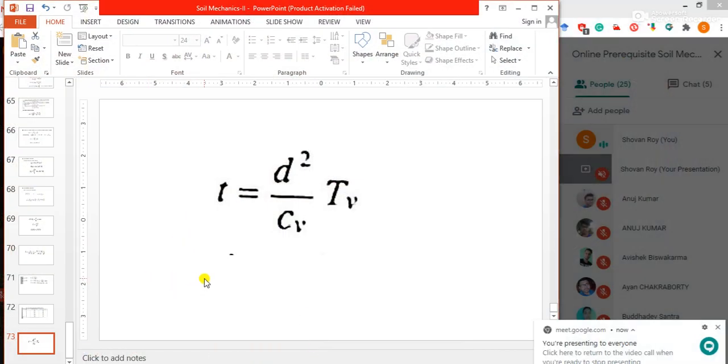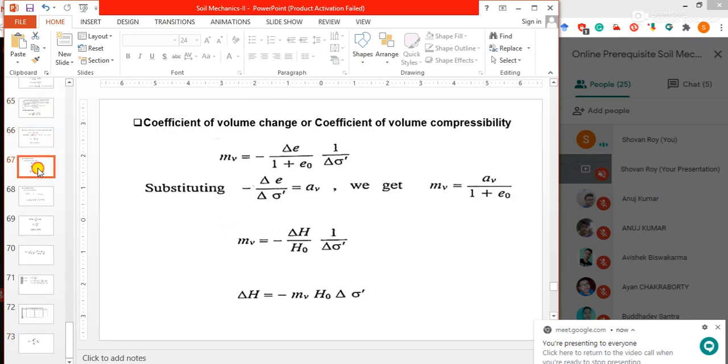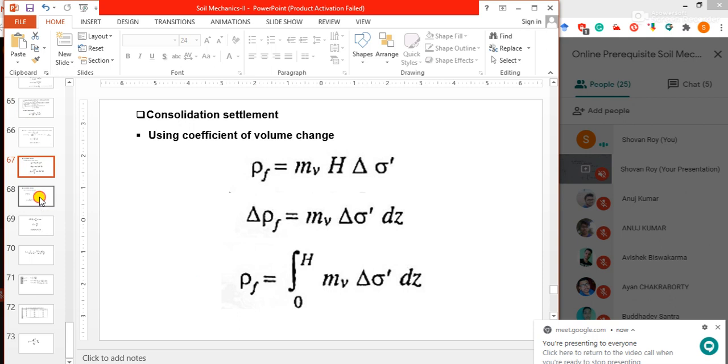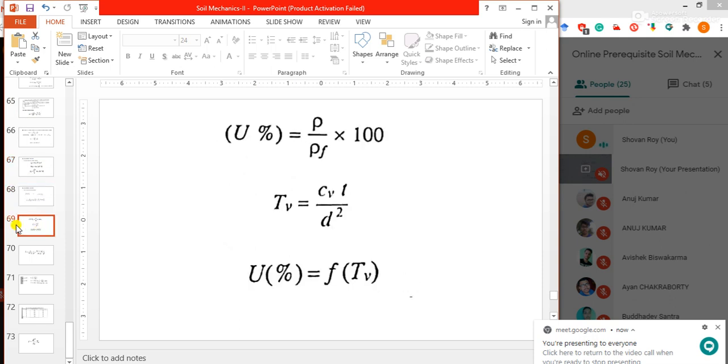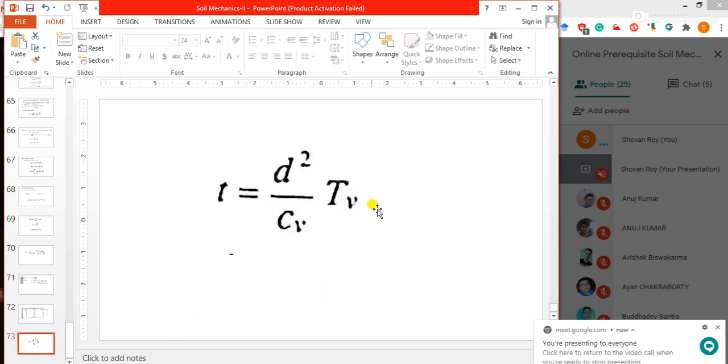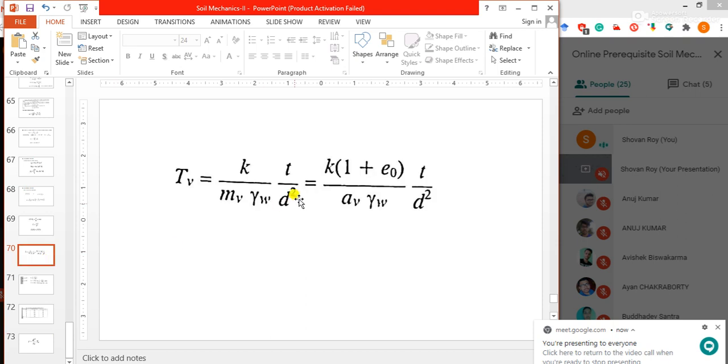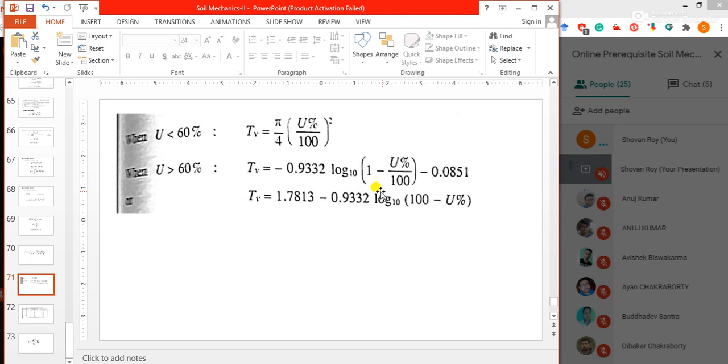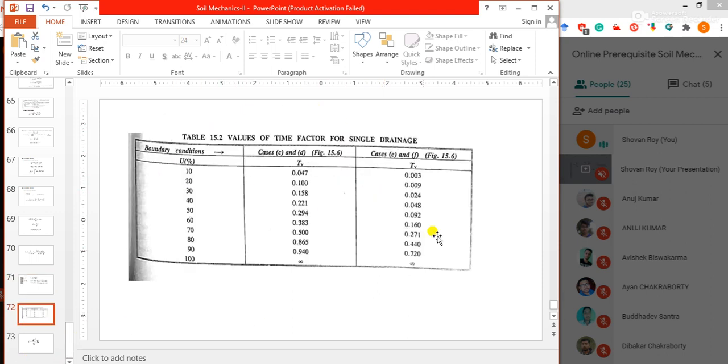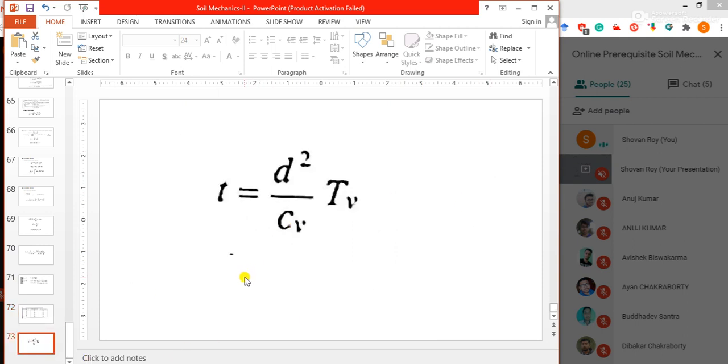So this is another formula, t equals the same formula we have mentioned, and we can convert it into this. And TV value depends on the degree of consolidation. TV value can change, and there are a number of TV values we can take, or automatically get from the numerical problems.